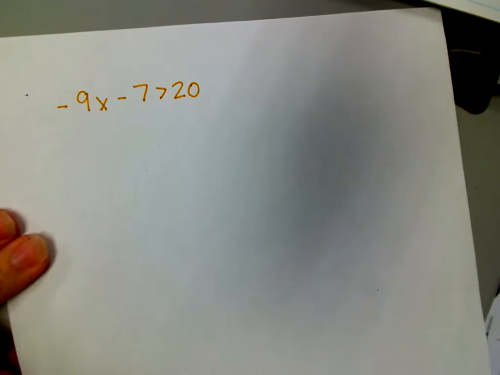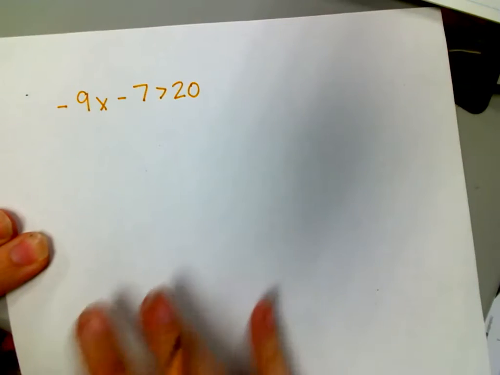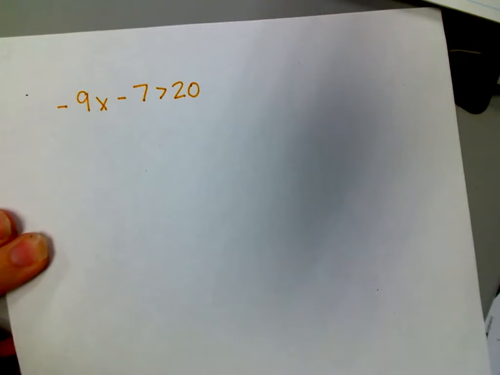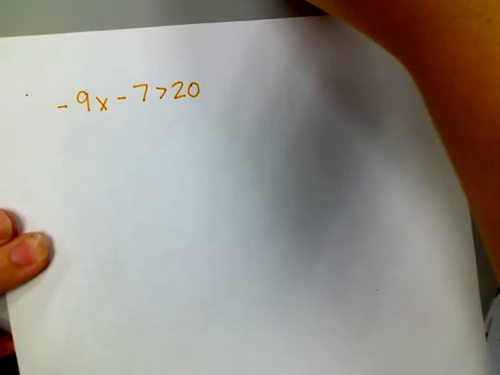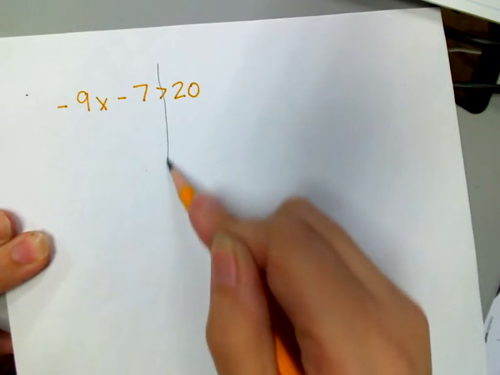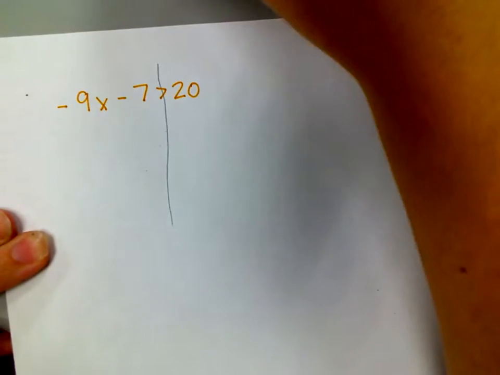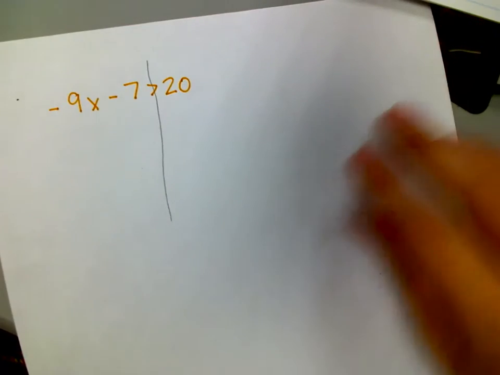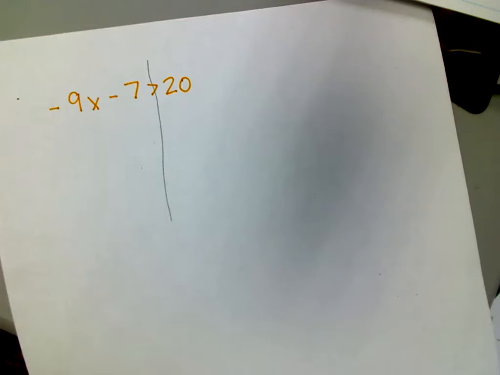Okay, so I want to make sure that when I solve this inequality, it's the same thing as when you're doing two-step equations. You have to do the same thing to either side. Okay, and so I'm going to put this line through here. I'm going to use a different color to show what I'm doing to each side.